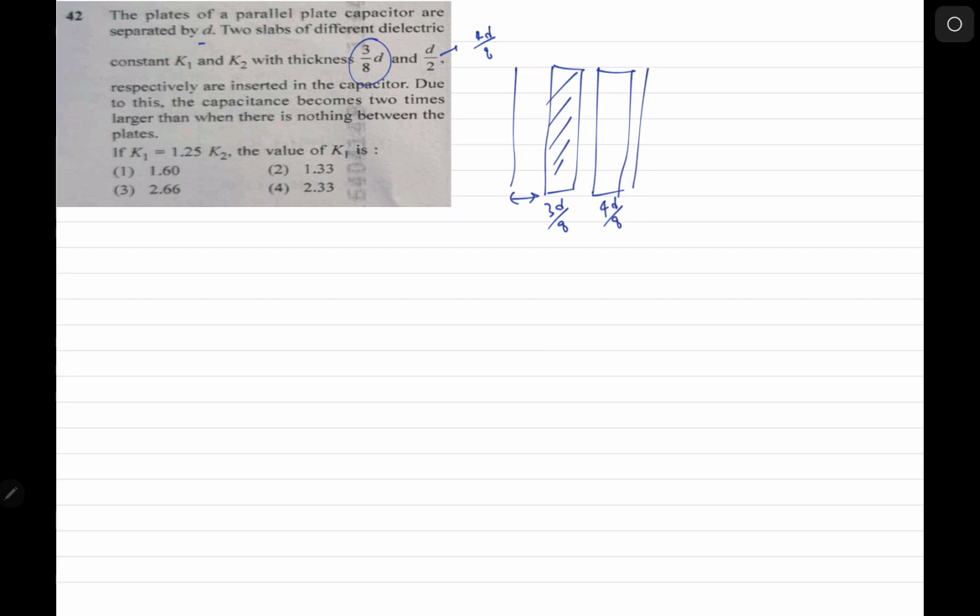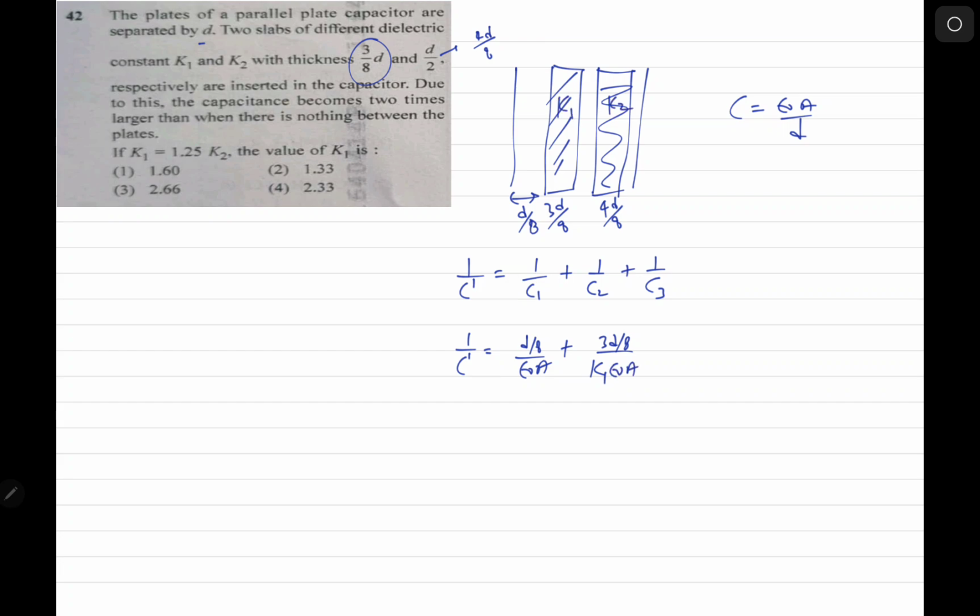So now here we have 3 capacitors. Those are in series. So 1 by C dash equal to 1 by C1 plus 1 by C2 plus 1 by C3. Now I'll put in the value, C formula is epsilon naught A by D. So this one is D by 8 only, okay. So D by 8 by epsilon naught A plus 3D by 8 by K1 epsilon naught A. This is K1, this is K2, plus 4D by 8 divided by K2 epsilon naught A.